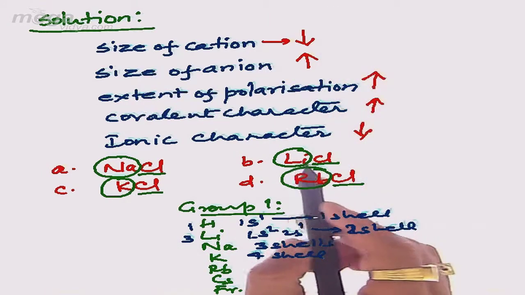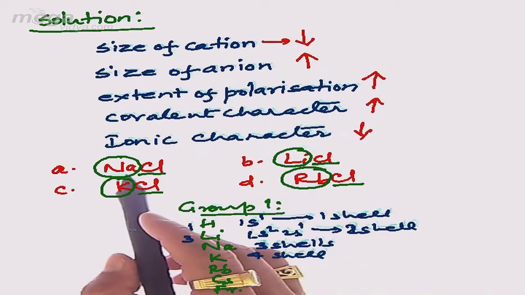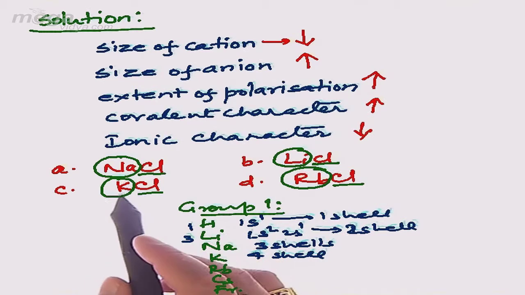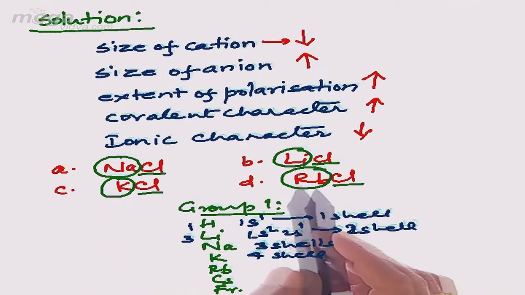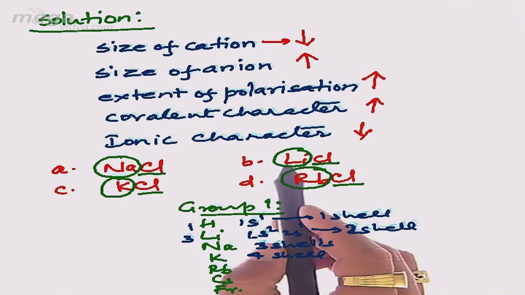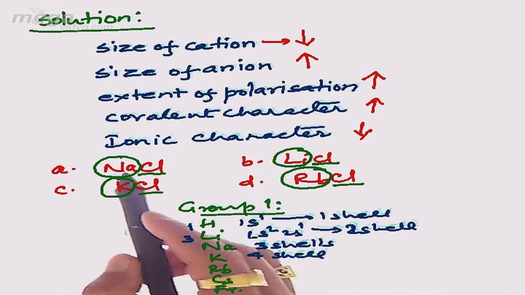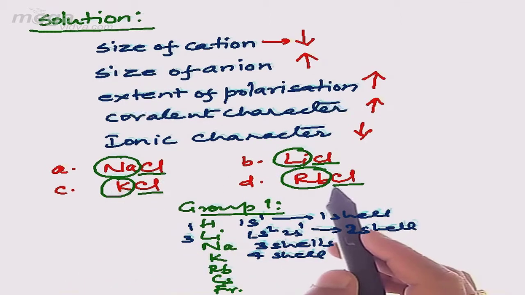Now after LiCl, the next larger size is sodium, which will be smaller than potassium and rubidium, so LiCl will have the maximum covalent character. After that we will have NaCl, then KCl, and then rubidium chloride.